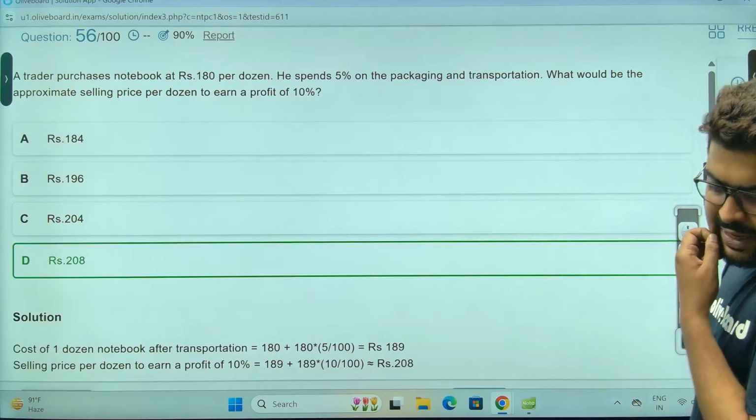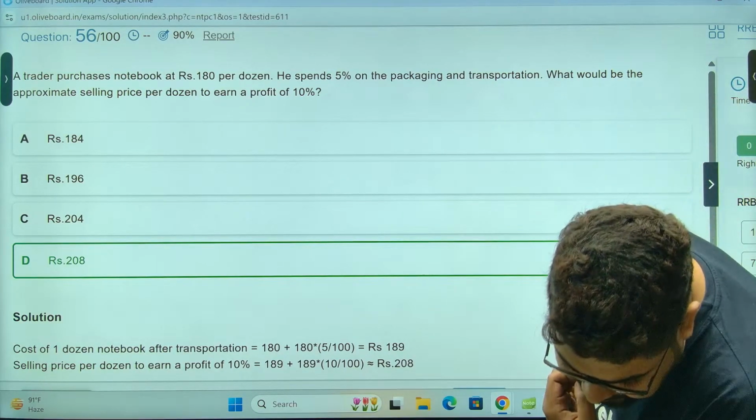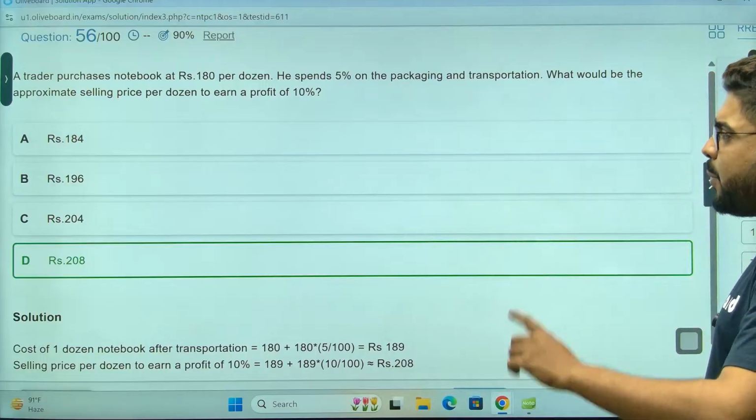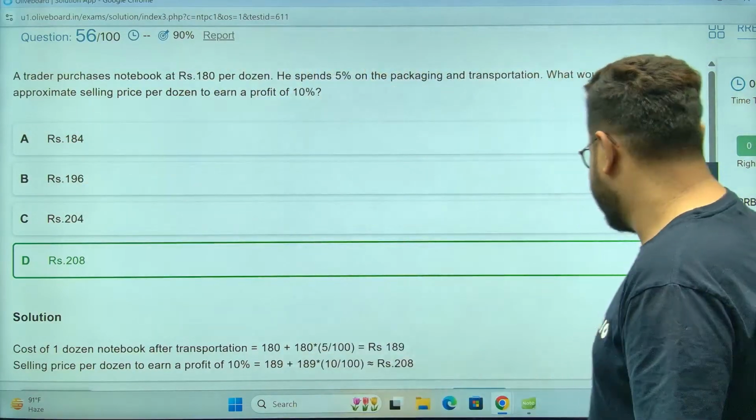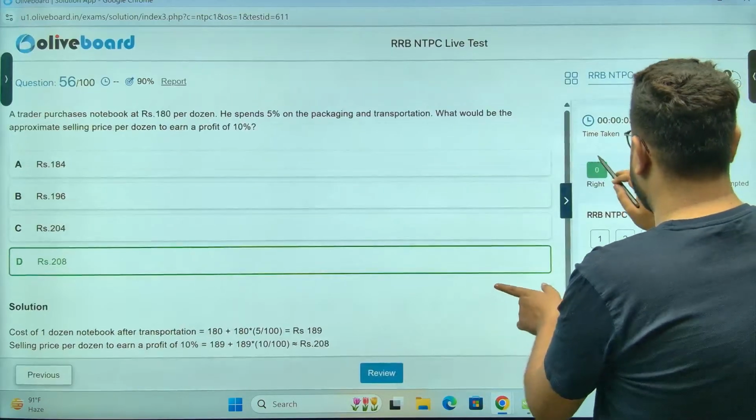Yes, Arghamita, absolutely correct. Pithapuram, absolutely. The word approximate was there, so we can do it directly as 208. Perfect, brother. We'll do it quickly.